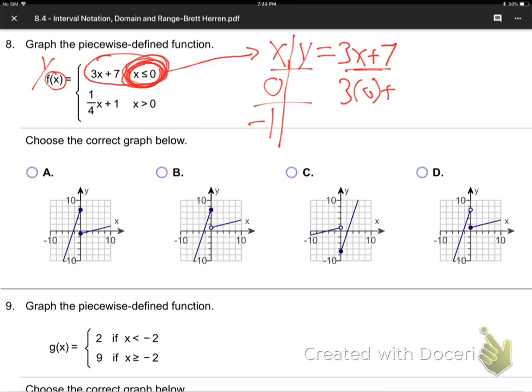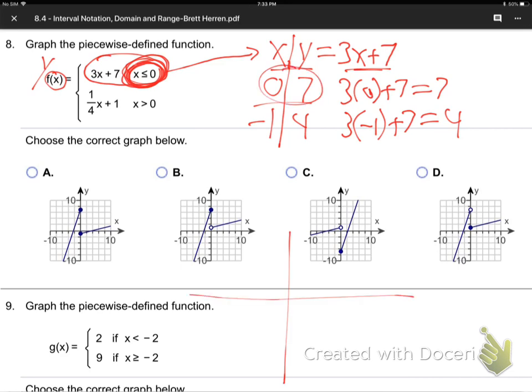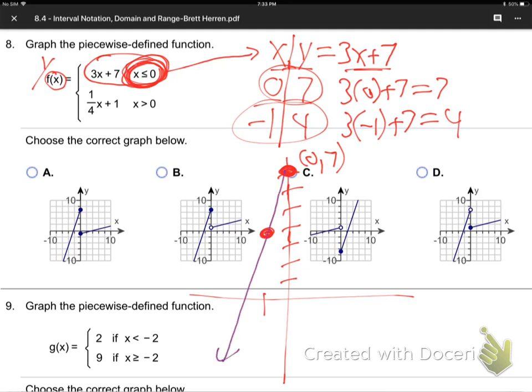So just plug in the 0, and that'd be what, 7? And then plug in the -1. That'd be what, 4? So I would just put those 2 dots on the graph and connect the dots. And then we got to do the other side too. So far, what am I getting? Over 0, up 7. That's 1, 2, 3, 4, 5, 6, 7 right there. That's the dot over 0, up 7. And back 1, up 4. Right there. And then it has to go that way.